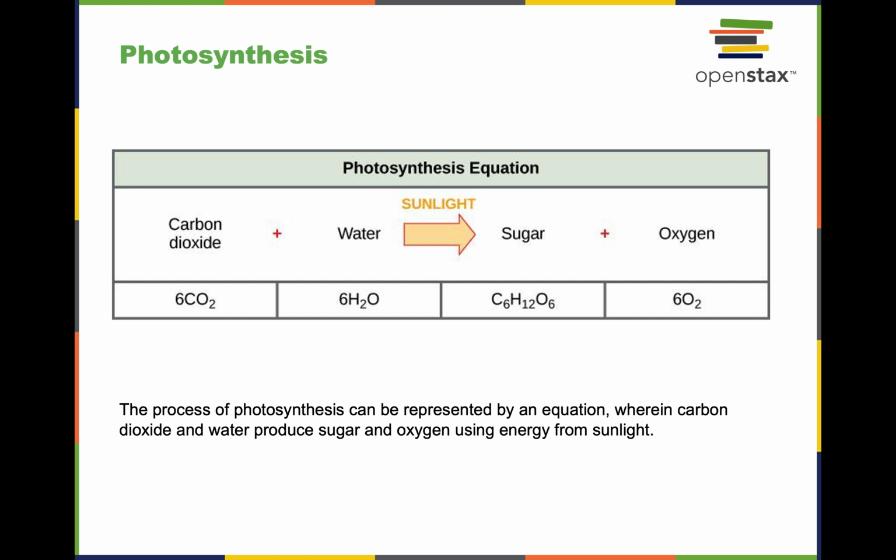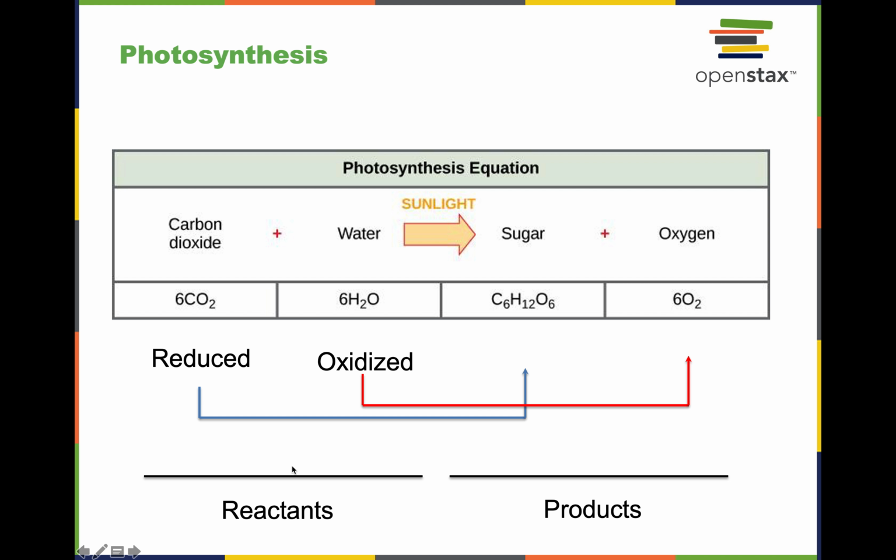So the summary reaction for photosynthesis is written here, which you should know. 6 CO2 plus 6 H2O gives us sugar. Usually we write it here as glucose, and then the byproduct is oxygen, 6 O2. So the carbon dioxide and water are the reactants of this pathway, and the products are sugar and oxygen.